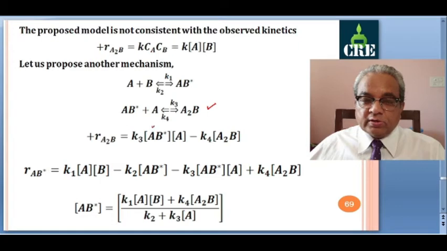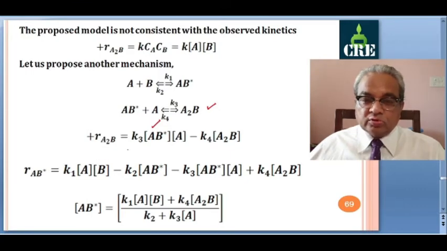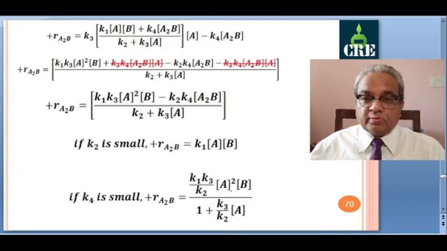We want to eliminate the concentration of AB star. So the rate of formation of AB star: it is formed by the forward reaction, disappears by the reverse. So K1 concentration of A into concentration of B minus K2 concentration of AB star. Here it is disappearing, so K3 concentration of AB star into concentration of A, it is formed. So plus K4 A2B. So solve for this, you get the concentration of AB star as this value, and that we substitute in the rate of formation of A2B here.